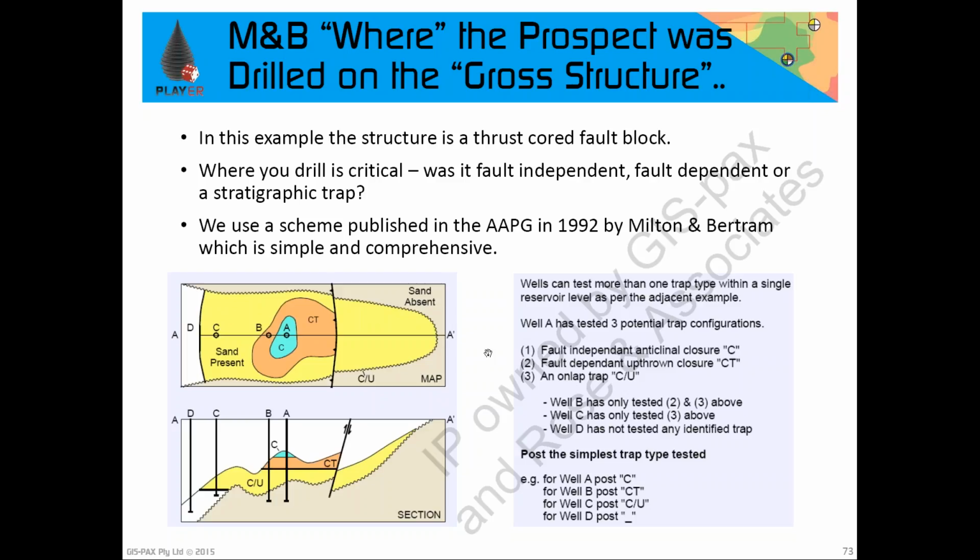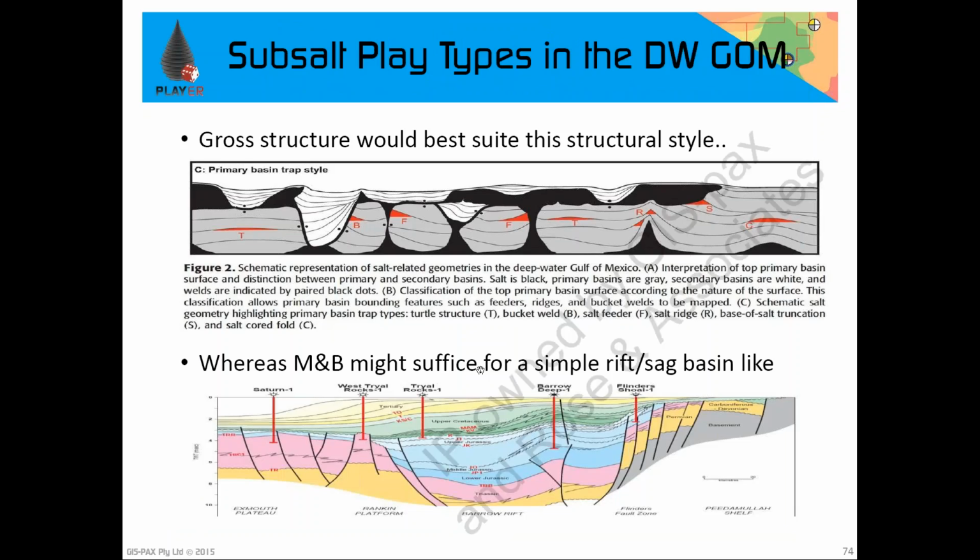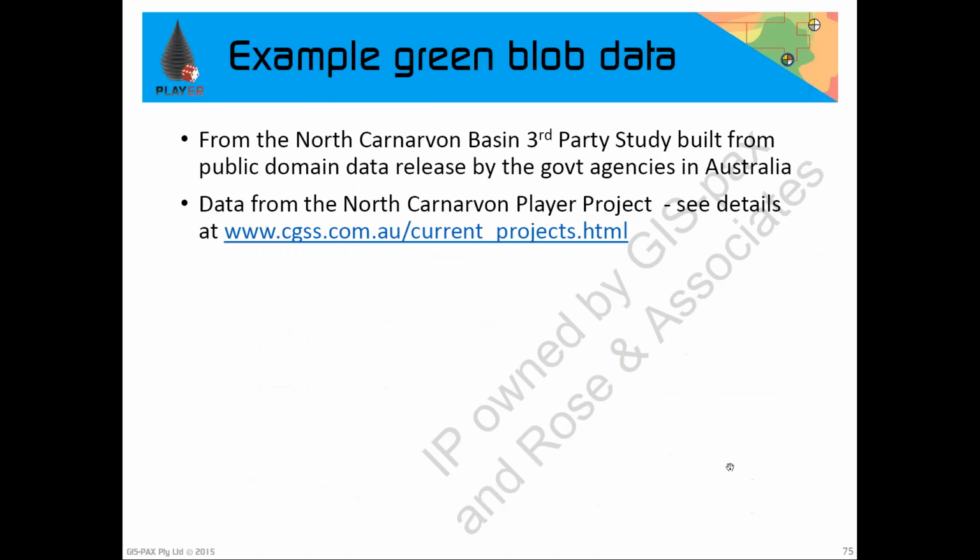And this is important in mature areas. You want to separate out the different tests so you can actually look at which ones have worked and which ones have failed for different reasons. So, for example, in the subsalt of the Gulf of Mexico, you would probably only use gross structure. It's very hard to see the details of what these structures look like because of the imaging problems. Whereas in the Northwest Shelf or parts of the North Sea or places that are very well imaged that have very similar structures over large areas, we would probably only use Milton and Bertram. You don't have to use one or the other or both. So it's your choice. You can use neither if you like.